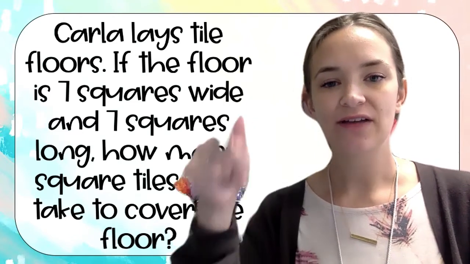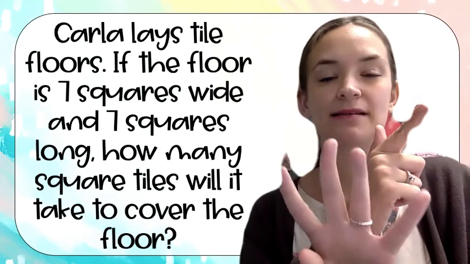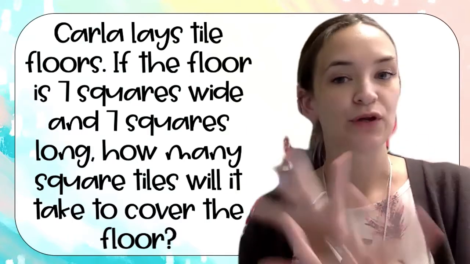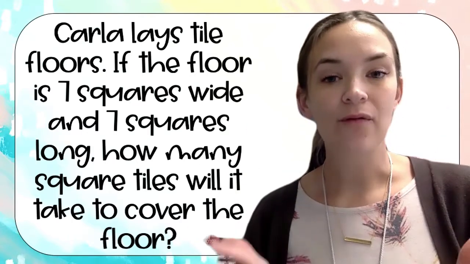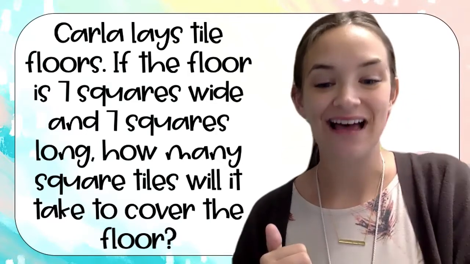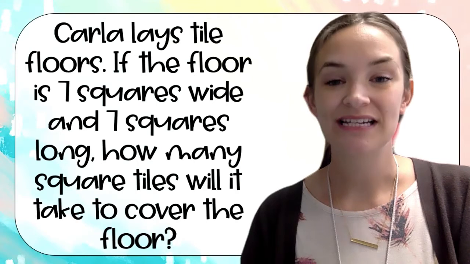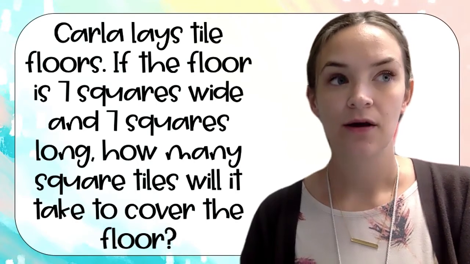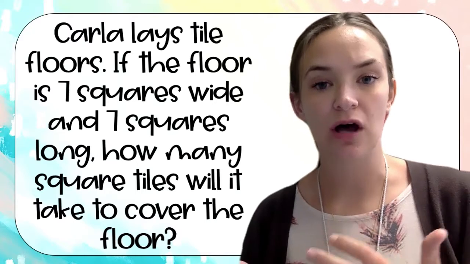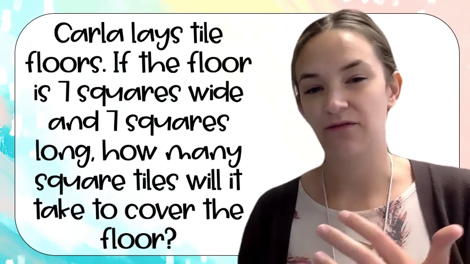So if it's 7 going up and 7 going across, we still have to think of all of this space in the middle and how many tiles Carla is going to need to fill her floor. So our equation is 7 groups of 7. So for a problem like this, what we're going to need to think of is simply, what is it that we do know? Is there a way that we could solve 7 groups of 7, but in a different way?